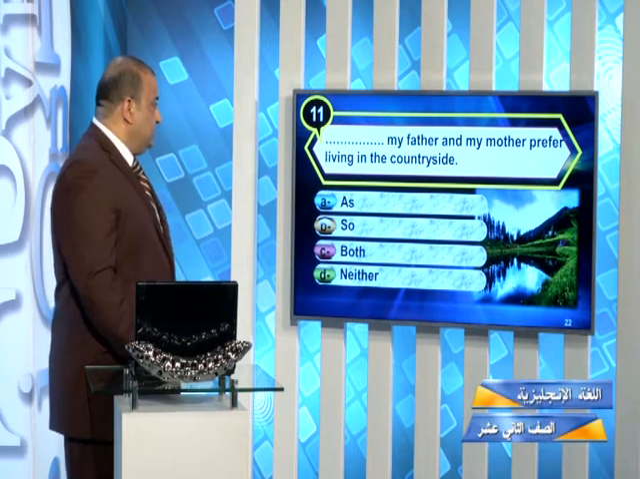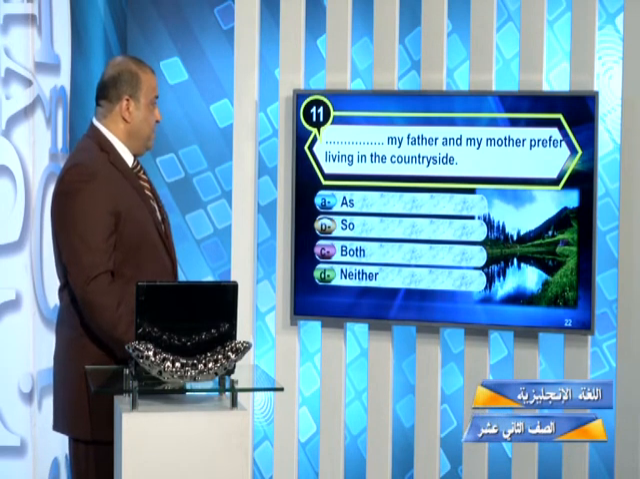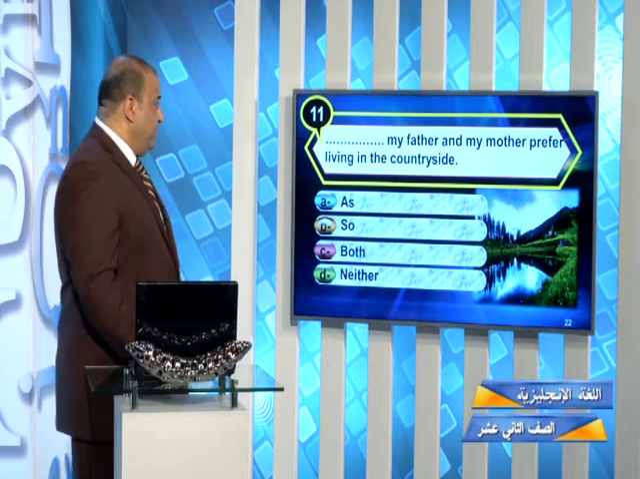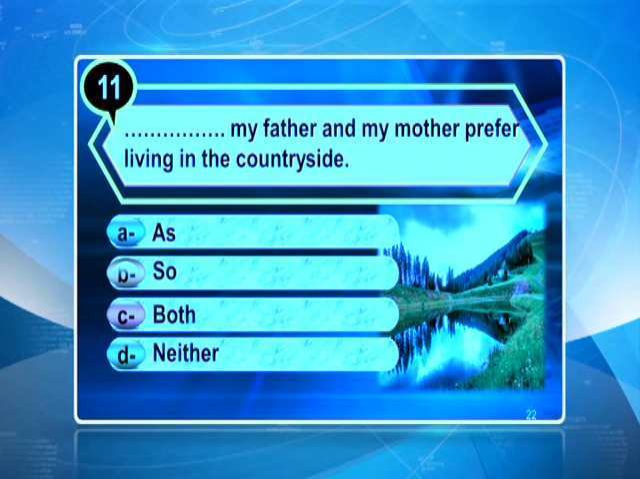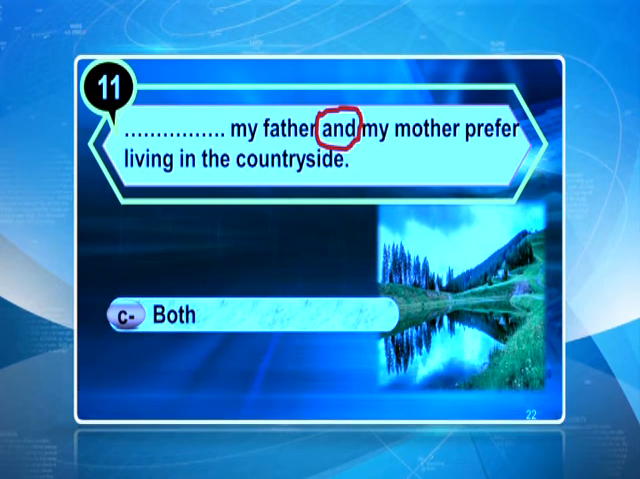Let's move now to sentence number 11. My father and my mother prefer living in the countryside. Here we have four options: as, so, both, and neither. Again, we have to go back to the sentence to look for a cue or a clue. This is the most important part in the sentence. Why? Because through this word, we can decide which is the right answer. Of course, we have and. The only word that goes with and is both. So the answer is both my father and my mother prefer.